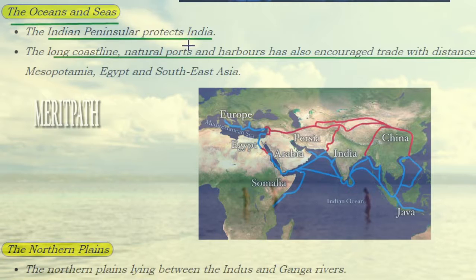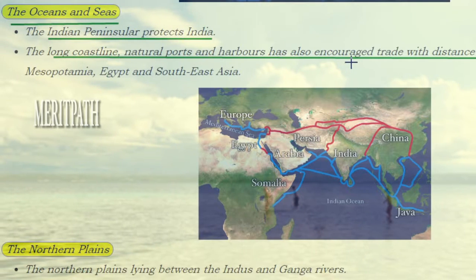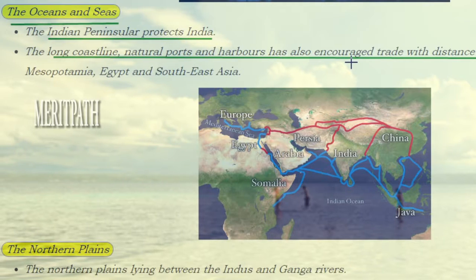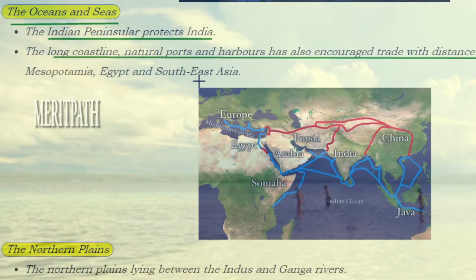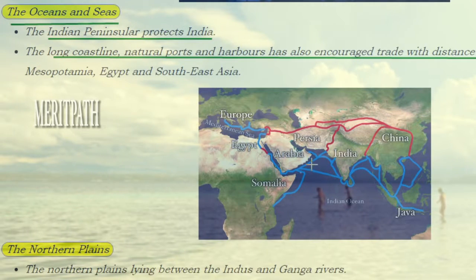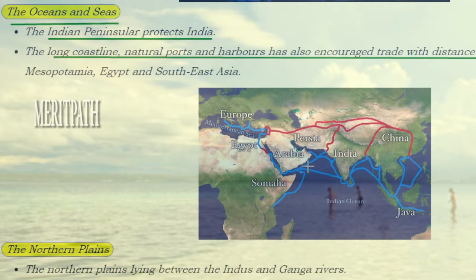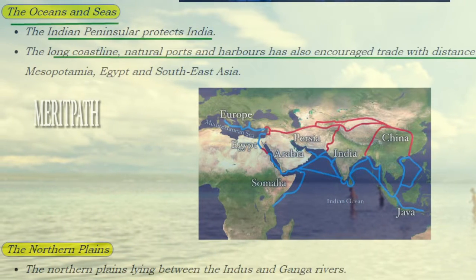Oceans and the seas. The Indian Peninsula protects India. So this long coastline, natural ports and harbours have encouraged trade from India with different countries such as Rome, Mesopotamia, Egypt and Southeast Asia. So India is connected via the ocean and the sea route to different countries of the world.